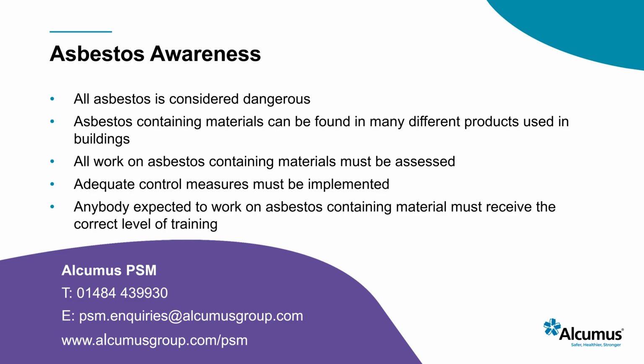So to conclude, all types of asbestos are considered to be dangerous and be the cause of life-limiting ill health conditions. They can be found in almost any material used in construction in premises built before the year 2000. Any work on asbestos-containing materials must be risk assessed, with appropriate control measures implemented, which may include using licensed contractors. Finally, anybody expected to carry out work on asbestos-containing materials must have been given adequate training.